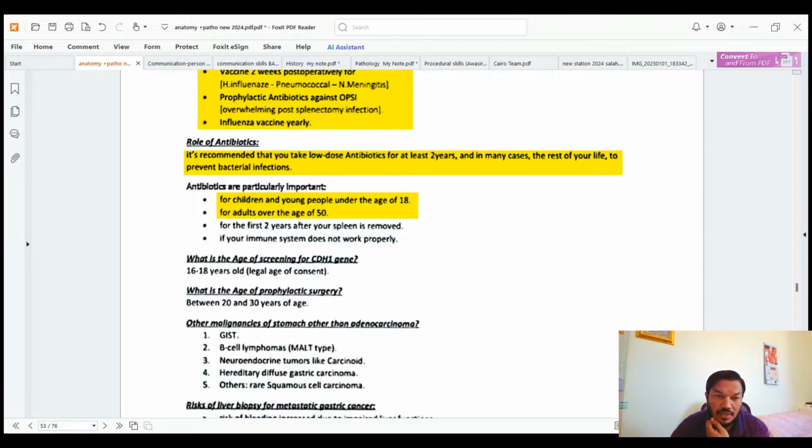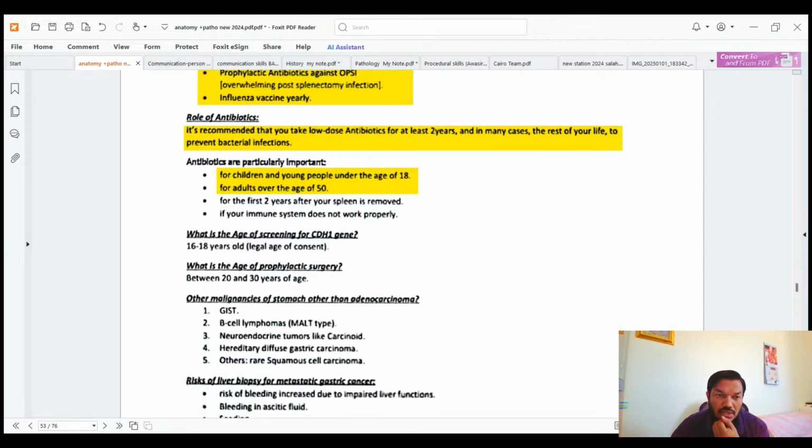What is the age of screening for the CDH1 gene? CDH1 gene, age 16 to 18 years, and legal age of consent 16 to 18 years. This is the legal age of consent. What is the age of screening?